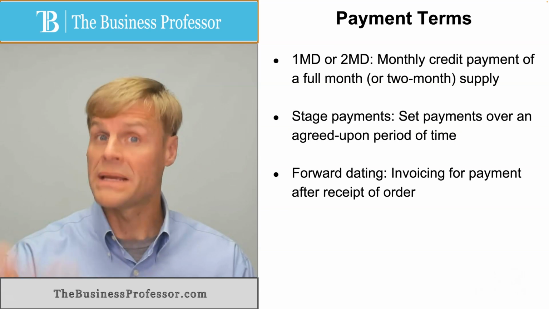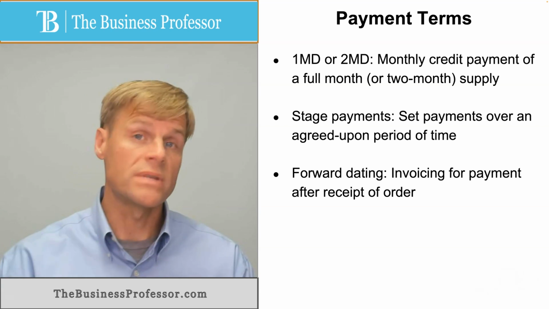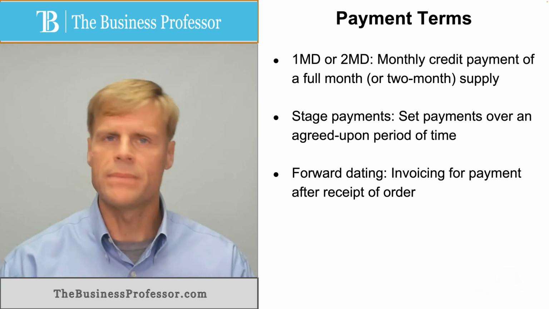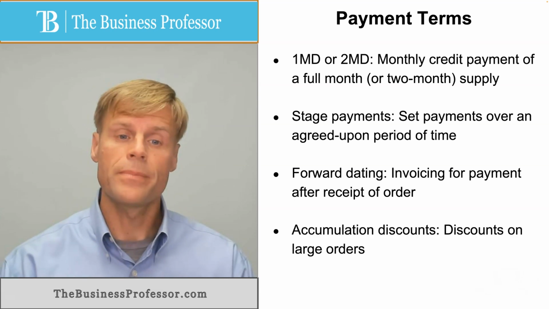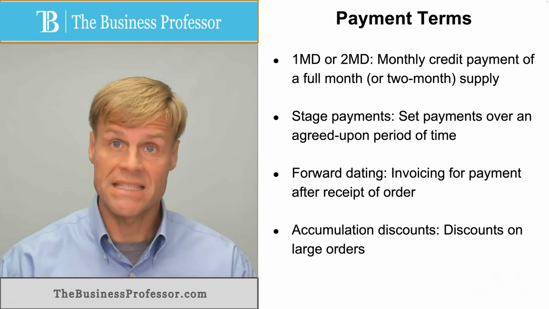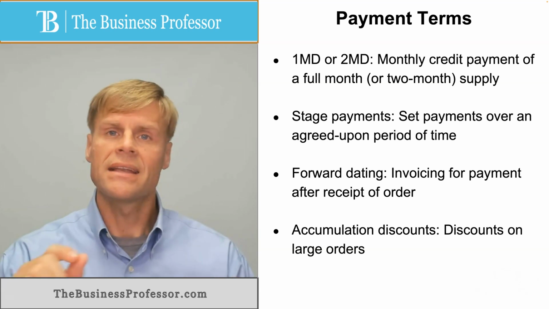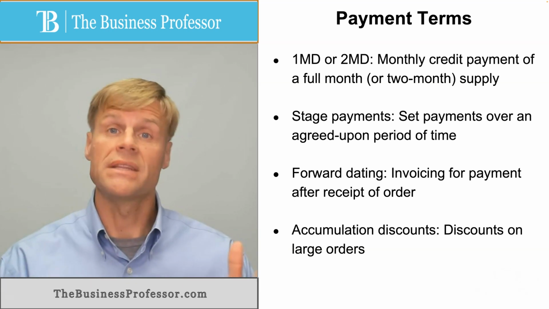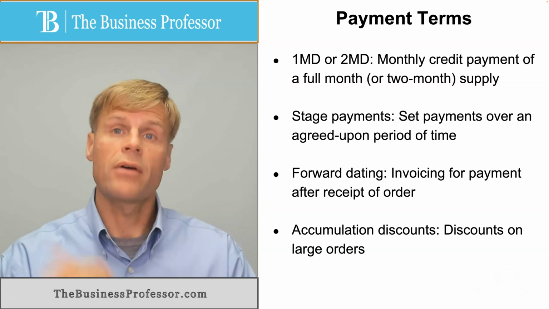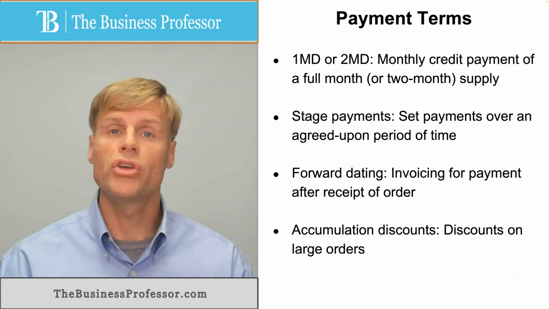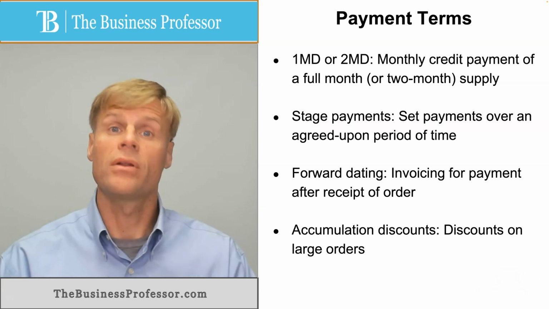Forward dating means that you'll be invoiced after receipt of the order. Generally, this is between businesses that have a continued or ongoing relationship. And then accumulation discounts. These are specific discounts that you get based upon the size of the order. So it will state specifically a percentage discount or a volume discount or a per unit item discount that you get based upon the size of the order.